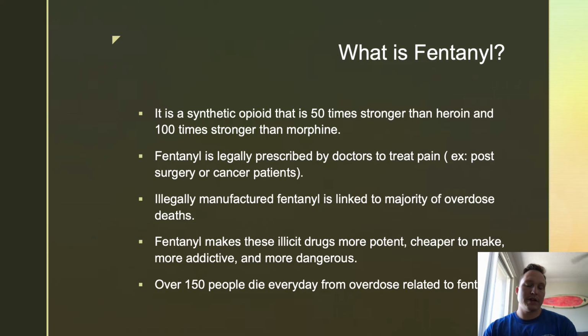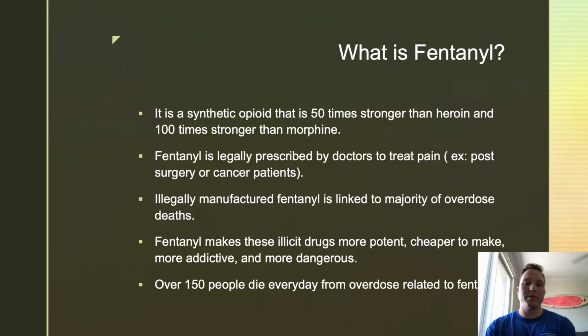So fentanyl, what is it? Fentanyl is a synthetic opioid that is 50 times stronger than heroin and 100 times stronger than morphine. It's legally prescribed by doctors to treat pain, like for instance, if you are post-surgery or you're a cancer patient, just to name a few. And illegally manufactured fentanyl is actually linked to a majority of overdose deaths. That's one of the reasons why we see such an increase in overdose deaths, because it's 50 or 100 times stronger than what people are usually getting. And when people are putting this into drugs, it actually makes it more potent. It's cheaper to make, it's more addictive, and it's way more dangerous.